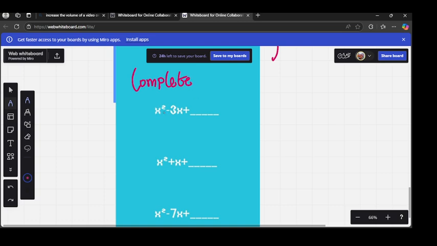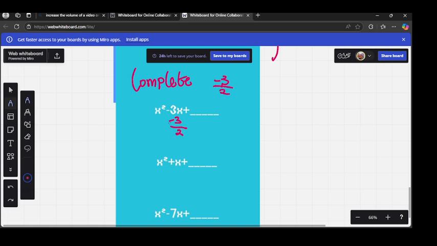So I have s squared minus 3s plus. Now what would I add here to make this a perfect square? First of all, what is the coefficient of x here? It is minus 3. Now what is half of minus 3? It is minus 3 over 2. Remember, we get half a number by dividing that number by 2. So half of minus 3 is minus 3 over 2.